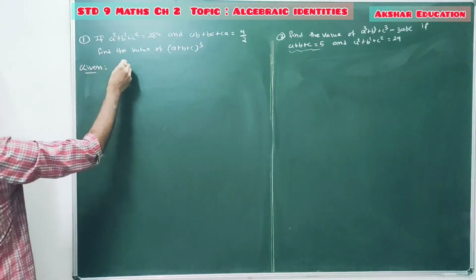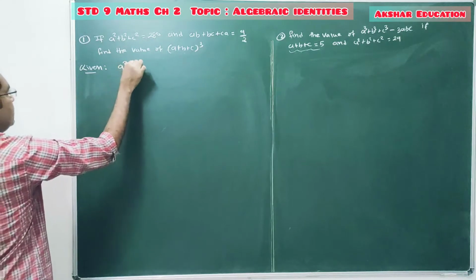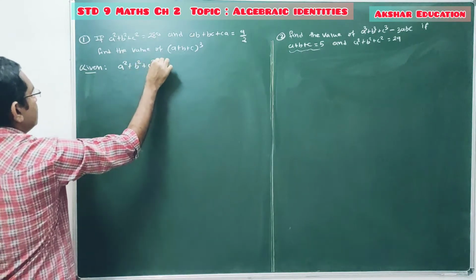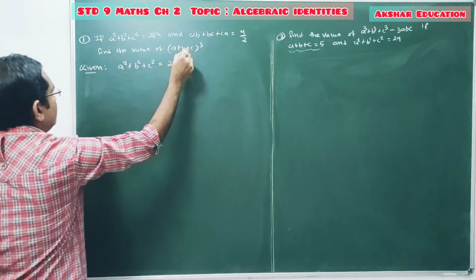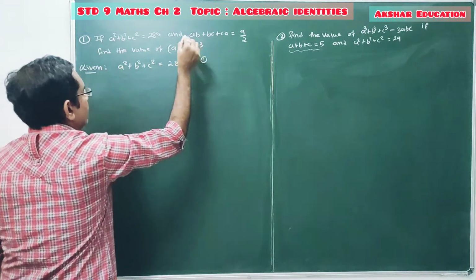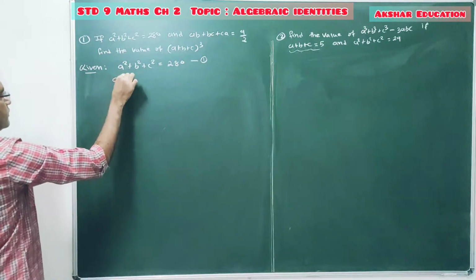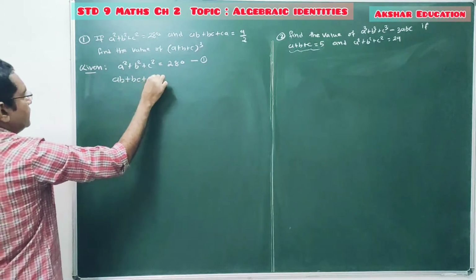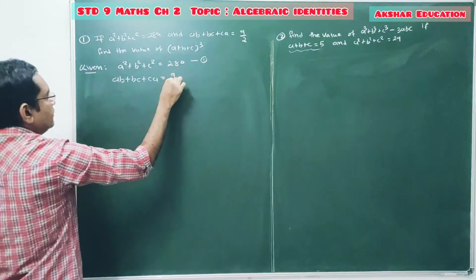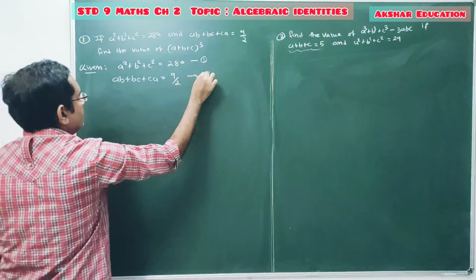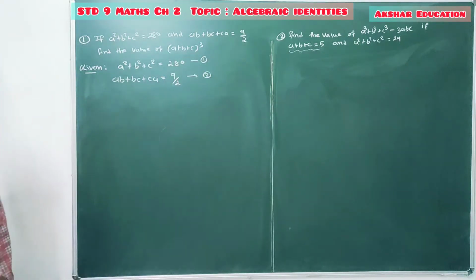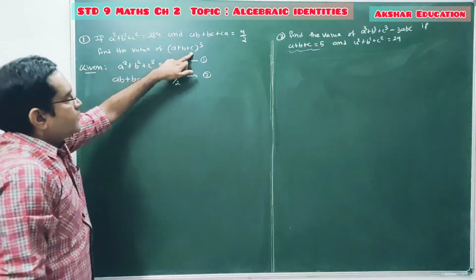So given, first result is a square plus b square plus c square equal to 280. Say given result 1. And also we are given ab plus bc plus ca equal to 9 by 2. Result number 2. Find the value of a plus b plus c whole cube.